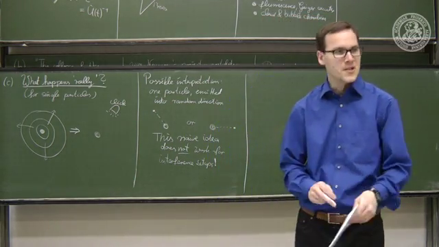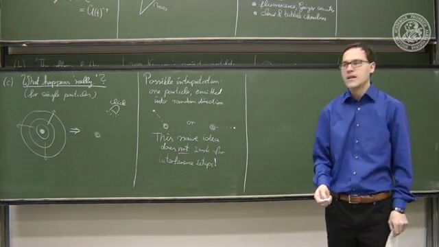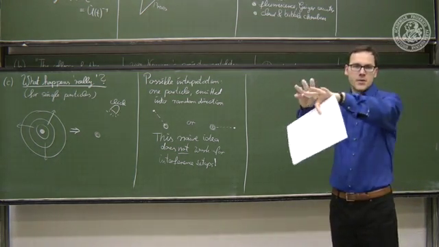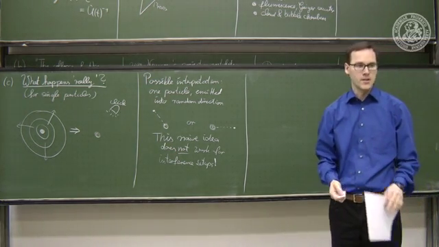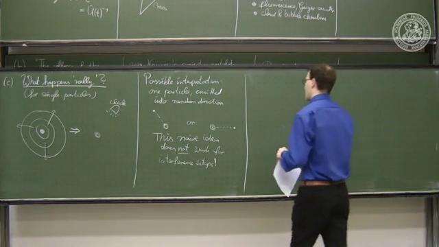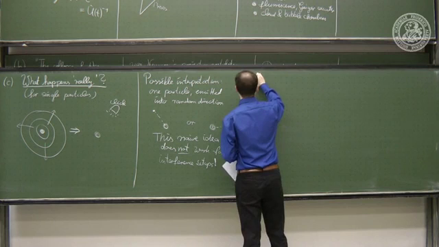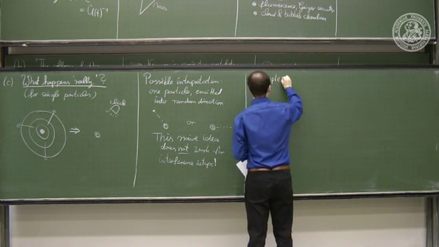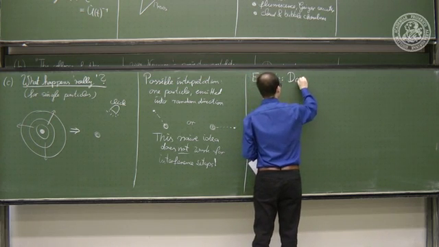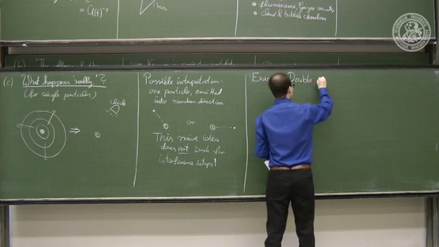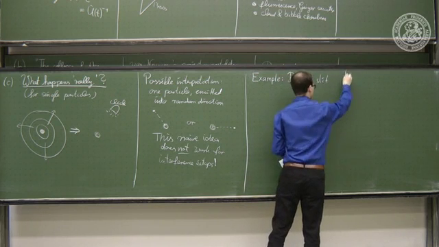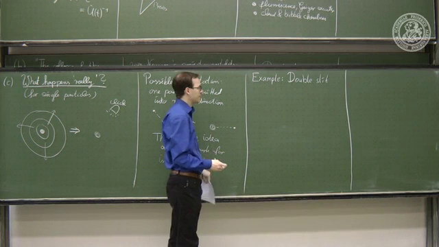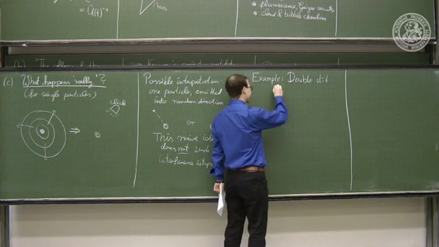And of course, as always, we take the simplest example. And the simplest example for an interference setup, you just need two waves that somehow interfere. And so that would be the double slit. Okay, so let's draw a nice double slit setup.